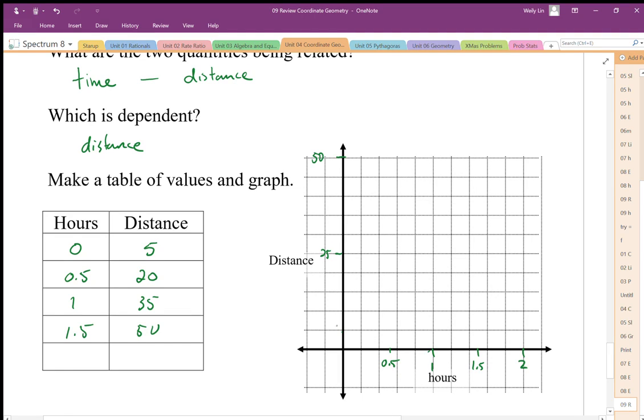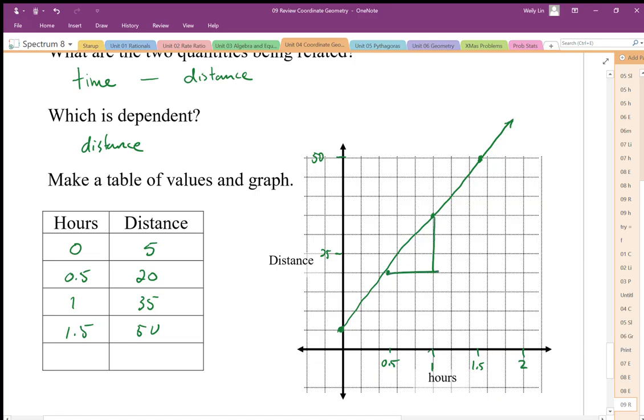So we know that that's going to be starting at 5 kilometers. We're at 20 kilometers. 1 hour, we're going to be at 35 kilometers, somewhere around here. Okay, oops, that's going to be right there. Okay, 1.5 hours, we're at 50 kilometers, so that's going to be right about there. And again, these points line up. We have a straight line relationship that has slope and a starting point.